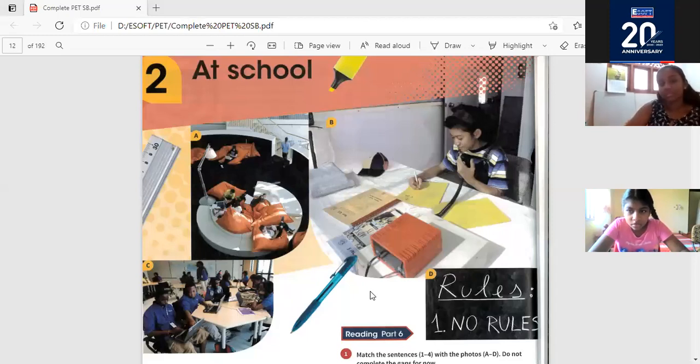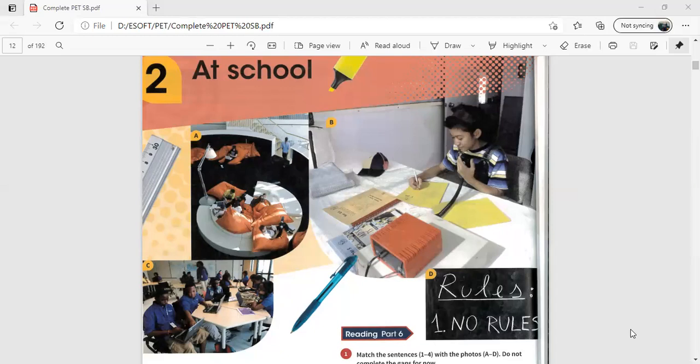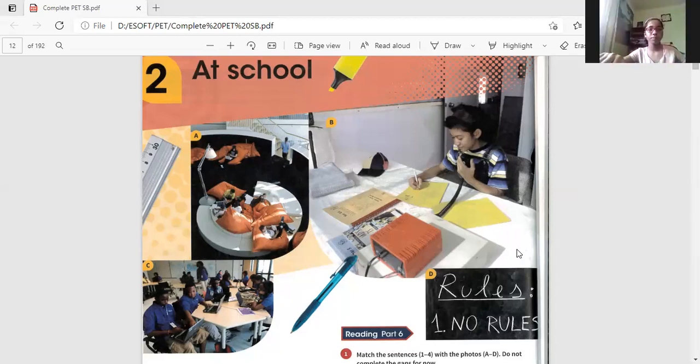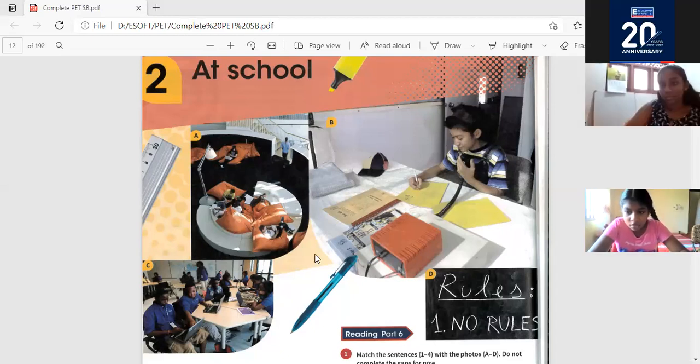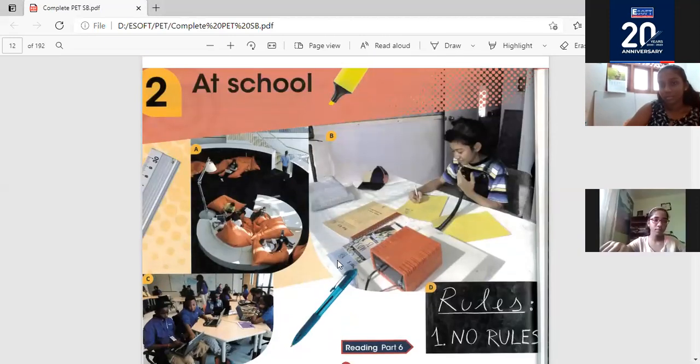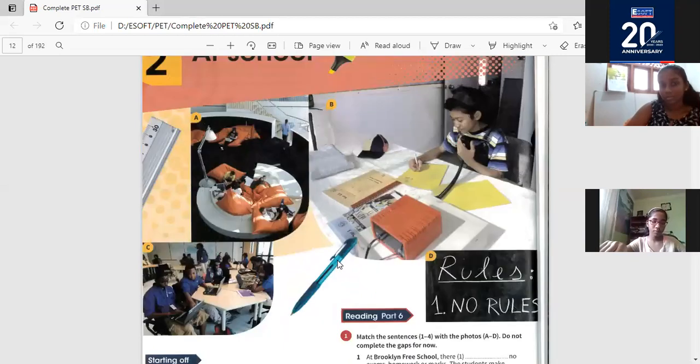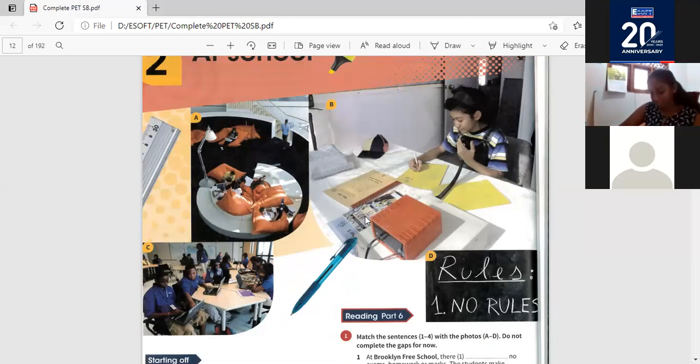Okay, we will check the homework later. Before that, we'll start with the lecture. So, this is about school. Can you see the pictures? What do they do? Tell me, what are those pictures?